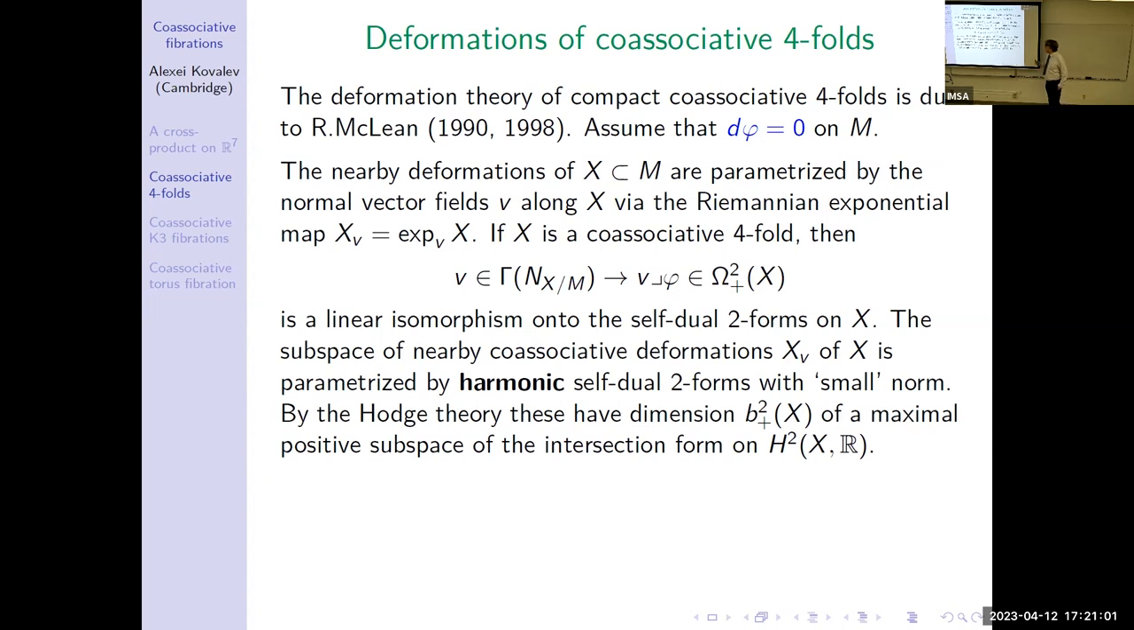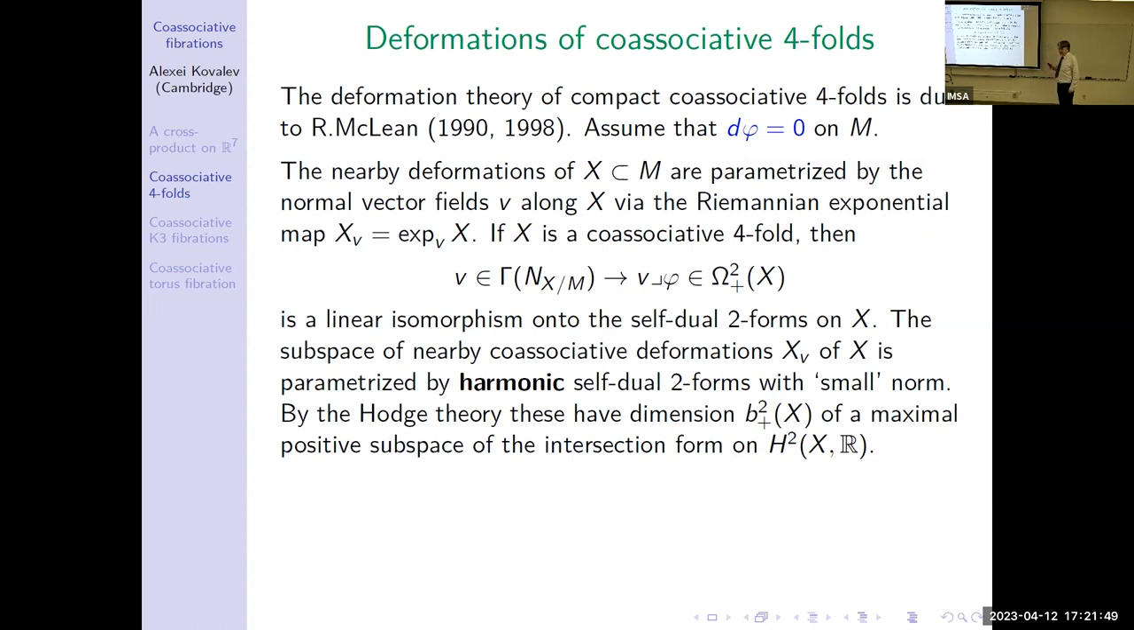Now, one nice algebraic fact is this: if we consider V here, which is a tangent vector to M and perpendicular to X, and we take the interior product with phi, we get a two-form, which is a well-defined two-form on the submanifold X. And moreover, it is self-dual in the induced metric, so the Hodge star of this two-form is the same two-form. Moreover, this map from normal vector fields to self-dual two-forms is a linear isomorphism. So that means we can study deformations of co-associative submanifolds using just the intrinsic objects, the two-forms on the submanifold, rather than the ambient manifold.